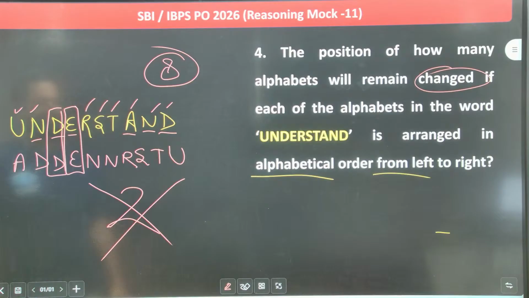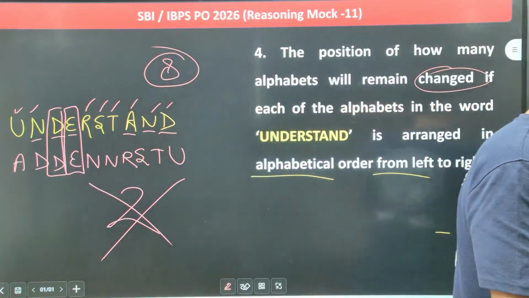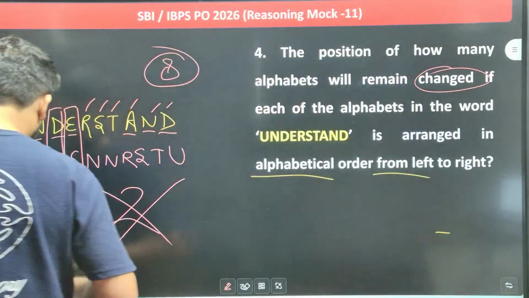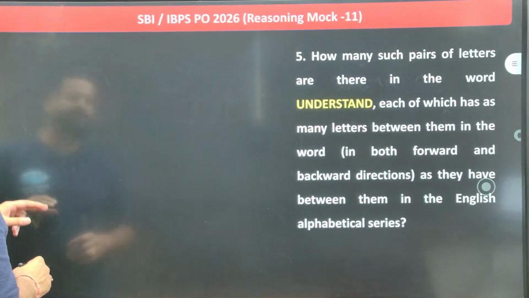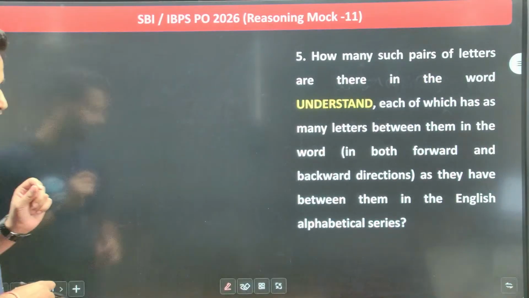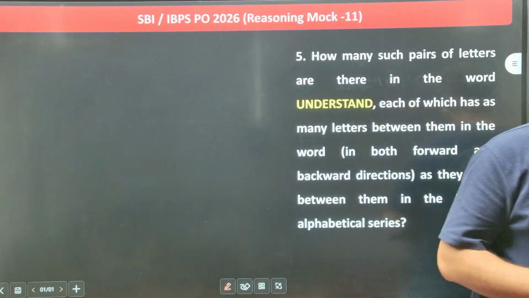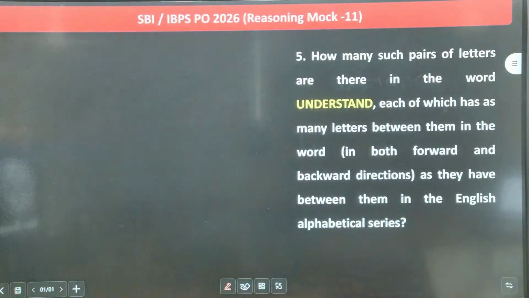So there are a total of 10 letters, out of which the position... Yes, very good. So from the next question onward, be 100% attentive. You will find such small twists and turns in the language of the question, so that you learn how to read the question properly, right? That is very important.